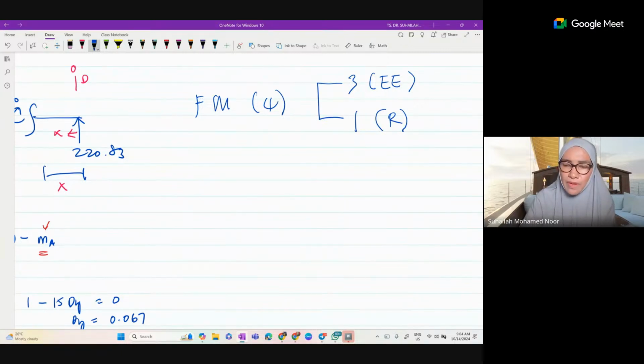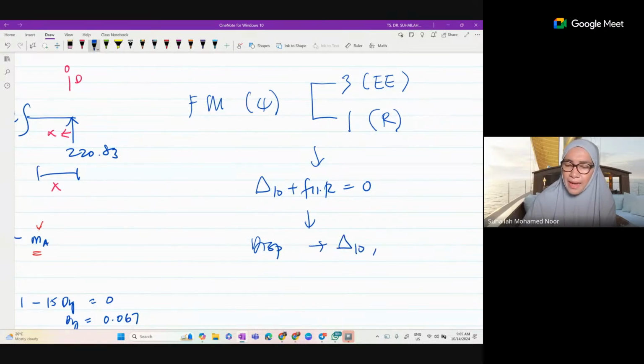So how to solve this redundant? From compatibility equation. Itu yang ada compatibility equation tu. Delta 1 naught plus F11 kali redundant is equal to 0. This is compatibility equation. So dalam compatibility equation ada dua displacement, theta 1 naught dengan F11. Tadi 1 naught ni the standard form dah. Okay, so dalam ni ada dua displacement, theta 1 naught and F11.